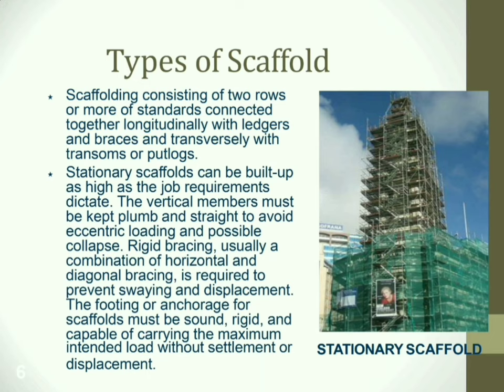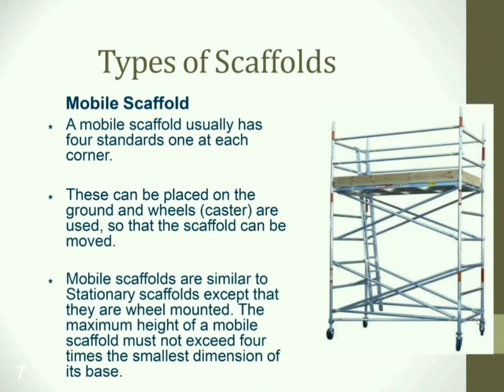The vertical members must be kept plumb and straight to avoid eccentric loading and possible collapse. Rigid bracing, usually a combination of horizontal and diagonal bracing, is required to prevent swaying and displacement. The footing or anchorage for scaffolds must be sound, rigid, and capable of carrying the maximum intended load without settlement or displacement. That is very important. And the next one, see the picture.